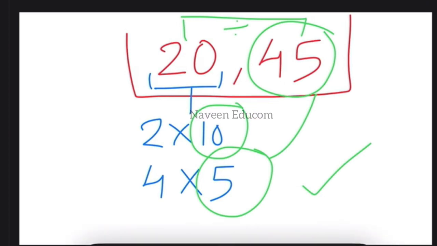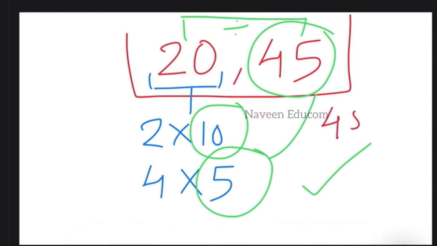If you find out that these numbers are factors to each other, you have to take this 45 and the remaining 4 on the last number, 45 into 4. So the answer will be 180. The LCM here is 180.